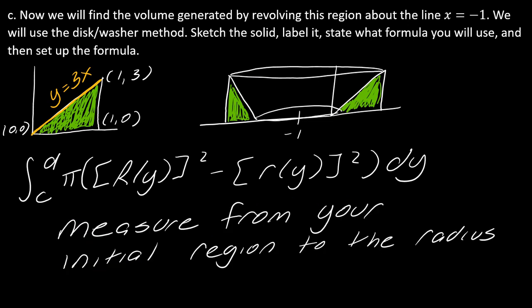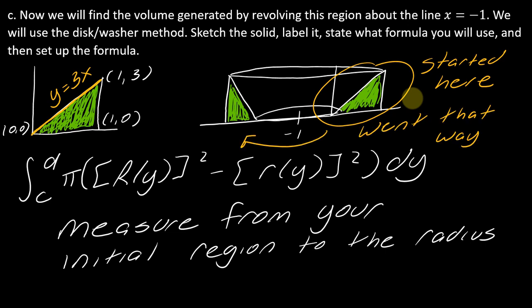My radius needs to always go from the initial region to the axis of rotation. Remember, this is where the initial region started. I need to start from here and then move into the center, okay? So this is where we want to start. If you don't remember that, you're going to screw the whole calculation up and go in the wrong order.